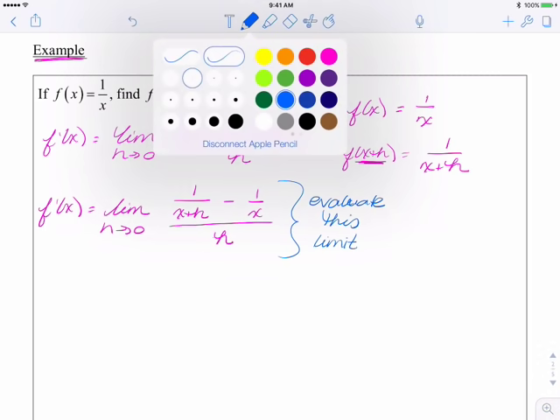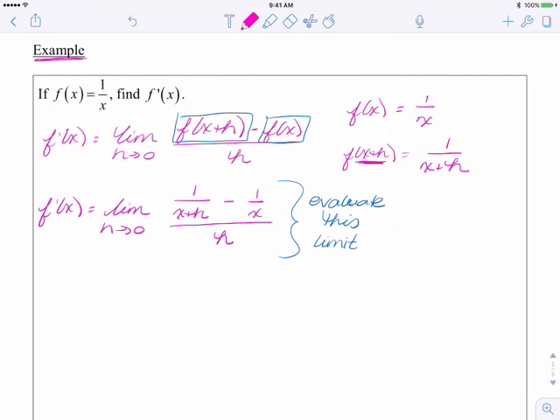Now, as we've seen in most of the examples thus far, upon using direct substitution, we get 0 over 0, and that's no different here, because substituting 0 in for the h, we would get 1 over the quantity x plus 0 minus 1 over x all over 0.